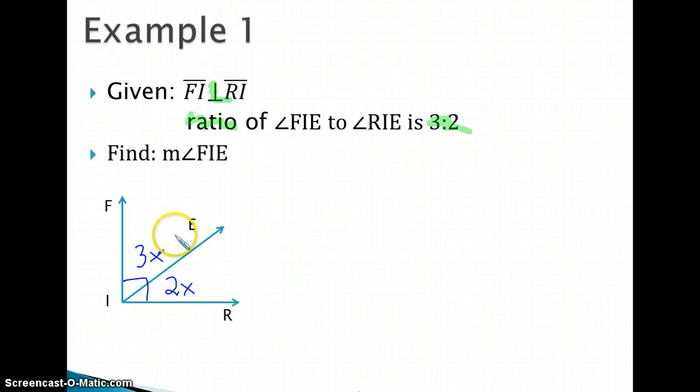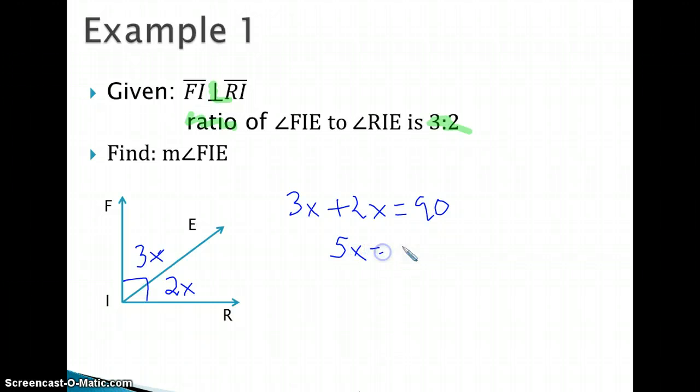Now, using our angle addition, we know that if we have an entire angle and two smaller components of that angle, we can add those components up and get the large angle. So I'm going to write an algebraic expression, 3x plus 2x, and I'm going to set that equal to 90. FIE plus RIE added up give me my right angle, 90 degrees. So I'm going to solve for x. I get 5x equals 90. And I divide by 5 and I get 18.